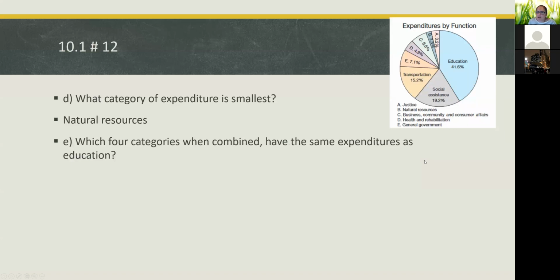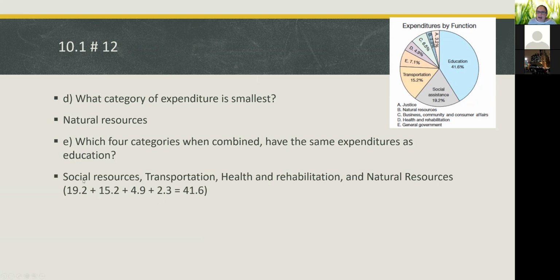Which 4 categories, when combined, have the same expenditures as education? So we want to come up with 4 categories where when we add up the percents, it comes out to be 41.6. If you add social assistance, 19.2, plus transportation, 15.2, plus health and rehabilitation, 4.9, plus natural resources, 2.3, that comes out to be 41.6.